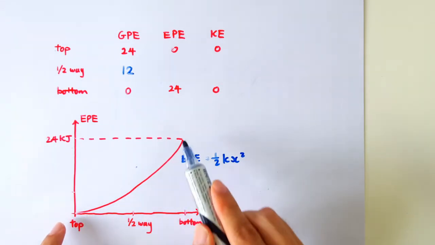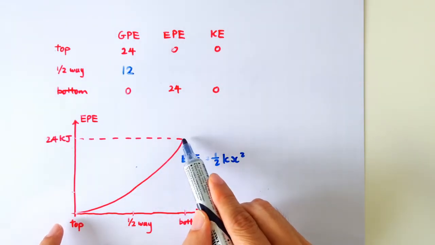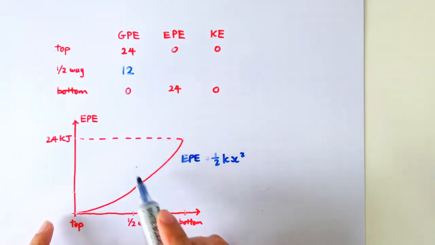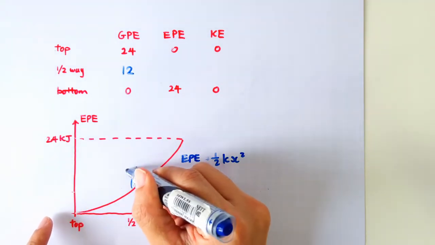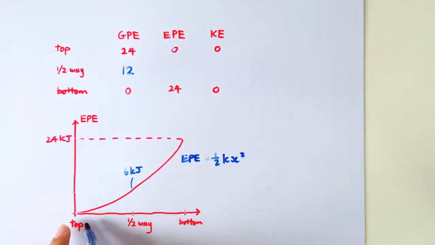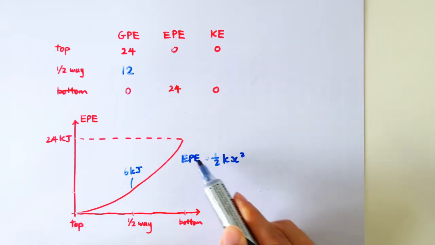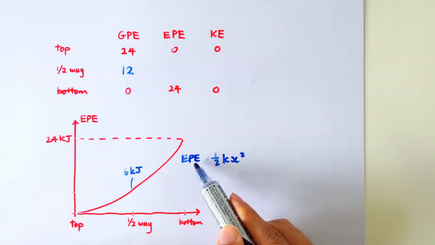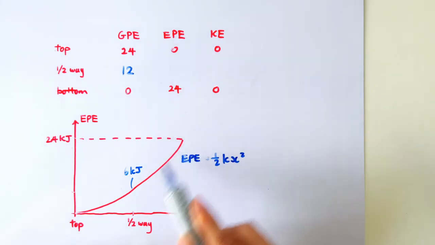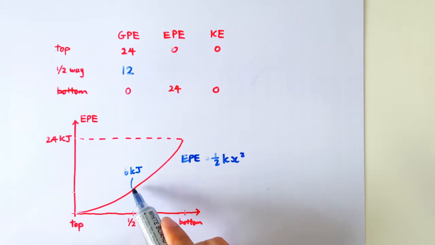So if at the end I have 24 kilojoules of elastic potential energy, then at the halfway mark it cannot be 12. In fact, it should be just 24 divided by 4. So this point here should be just 6 kilojoules. Because at the bottom, the extension should be double the extension when it's at the halfway mark. So if you double the extension, the EPE should be multiplied by 4 times. So if at the end you have 24 kilojoules here, then at here it should be 24 divided by 4, which is 6 kilojoules.